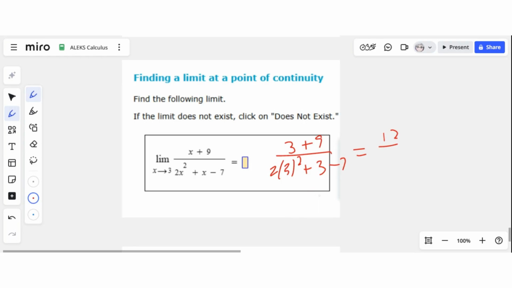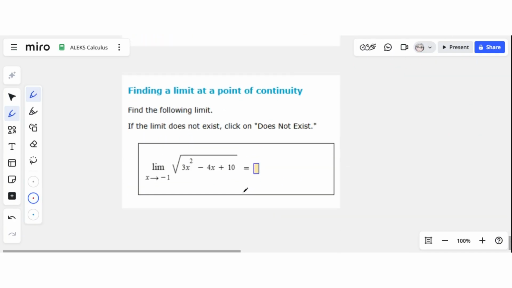And 3 plus 9 is 12. Let's see. So 3 squared is 9 times 2 is 18 plus 3 minus 7. So 21 minus 7, so that's 14. So 12 over 14. And that would be 6/7 when we reduce that. So that is the limit of this rational function as x approaches 3.